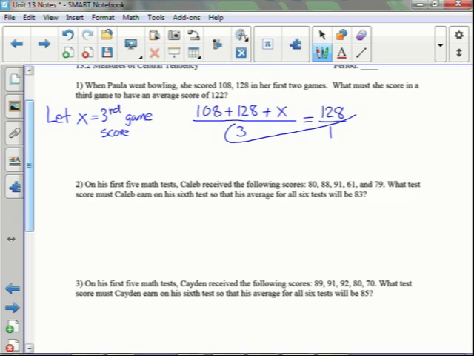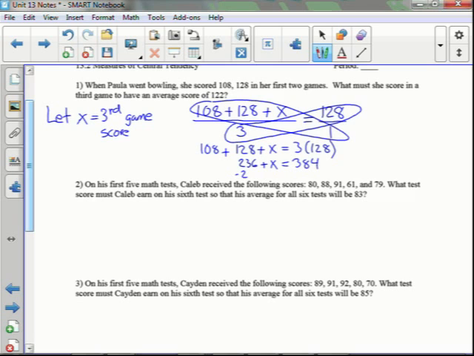We can multiply these values together and we can set it equal to those. And the nice thing is when you multiply by 1, it doesn't change the value. So 108 plus 128 plus x equals 3 times 128. So now we want to combine like terms, and we're going to get 236 plus x equals, and then we're going to do 3 times 128. So 3 times 128 is 384.